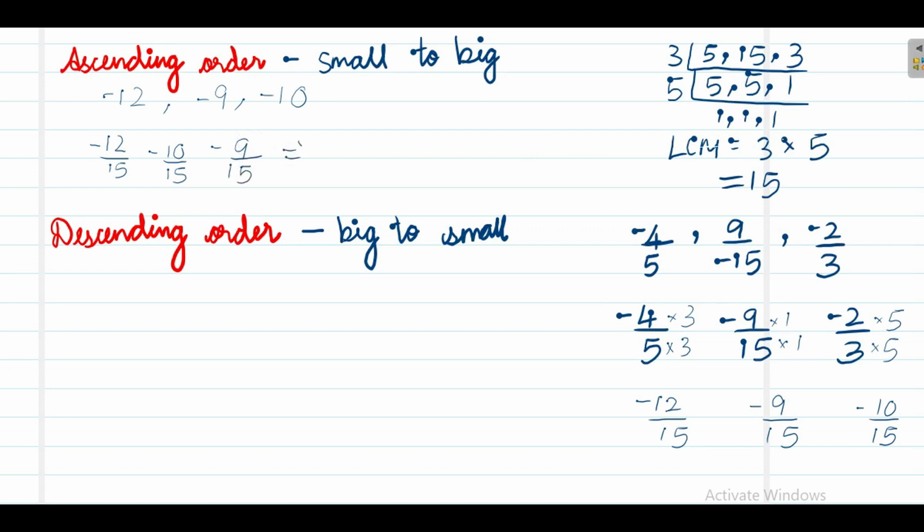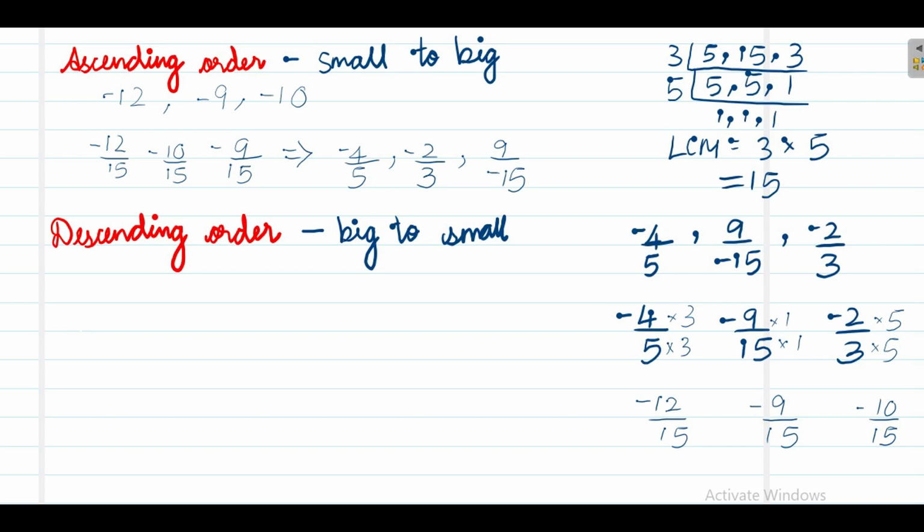So this is nothing but, if we are going to write the original set of rational numbers given to us, then it is nothing but minus 4 by 5, minus 2 by 3, 9 by minus 15. So the same thing we have to do for descending order.